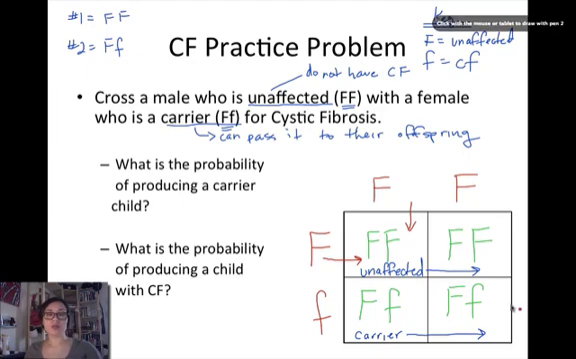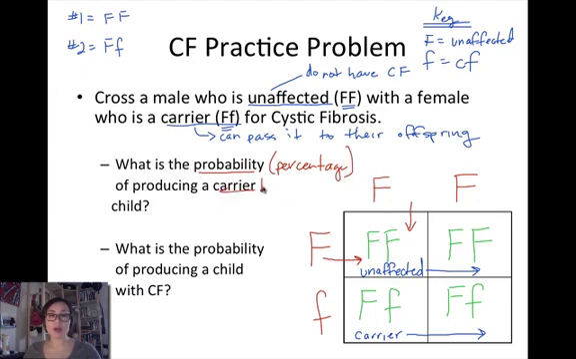So now that we have that filled in, let's look at our word problems. The first one says, what is the probability, so I'm looking for a percentage, of producing a carrier child. And remember, my carrier is a heterozygous genotype. So if I look, I have 2 boxes that are heterozygous, and each box represents 25%. So I have 25 plus 25, so if I have 2 quarters, that makes 50 cents, or in this case, 50%. So if these 2 parents had children, 50% of their offspring potentially could be carriers for the disease.